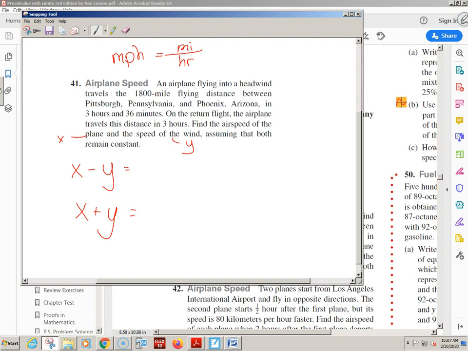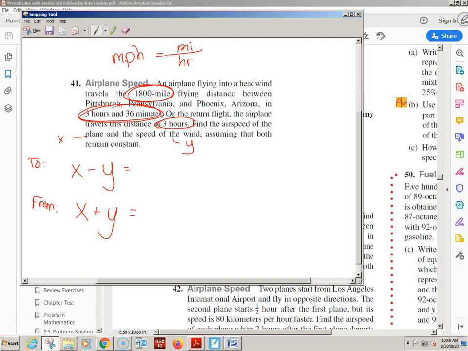So then that gives us exactly what to do if we think about chemistry and I would say physics, but most of you have it mistaken. We have miles. We have time. We have two different times because there are two different flights, the one to and the one from. Flying to Pittsburgh and then flying to Arizona and then back.